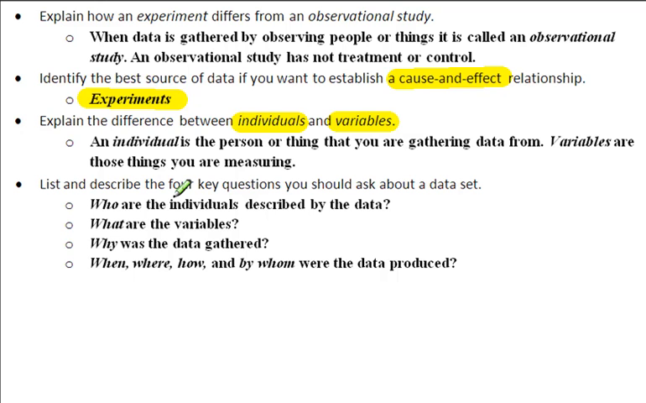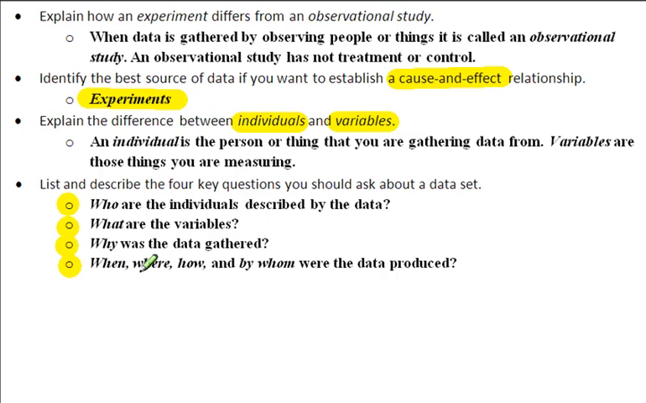So what we're doing in the big picture when we get to inference, and even starting from data analysis, is I want to be asking this set of questions about any data that I work with. Who are the individuals? What are the variables I'm measuring of those individuals, which again could be people or animals or things? Why was the data gathered? In other words, here I'm looking for bias. I mean, what biases could be present just in how the data was collected? When, where, how, and by whom were the data produced?